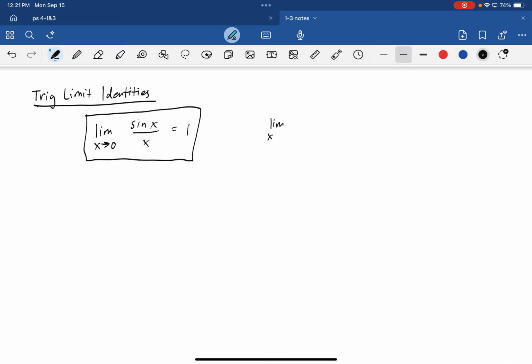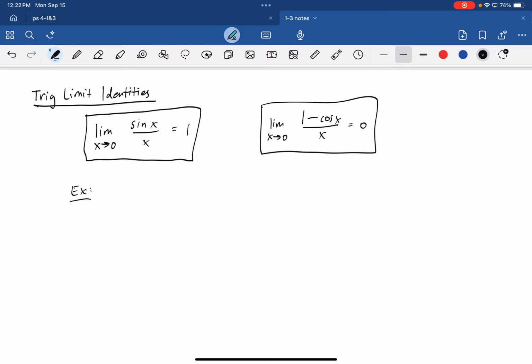And the second limit you need to memorize is the limit as x approaches 0 of 1 minus cosine x over x is equal to 0. Okay, just memorize them. They are two special trigonometric limits. You just need to memorize them. And you're going to encounter these in questions like maybe these.